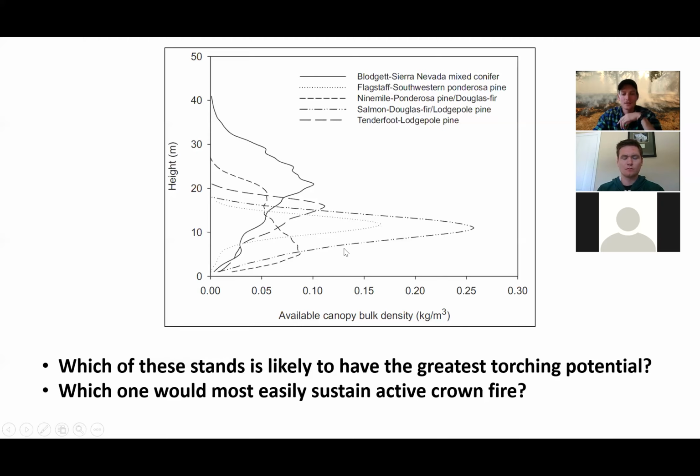And then the active crown fire, Will, you totally got it, right: the higher bulk density, and also the fact that the high bulk density is really concentrated here. It's not a super tall, spread out stand. All that fuel is really compressed. And so that would mean that it would be easier to sustain active crown fire. We would need a lower active crown fire rate of spread. So yeah.